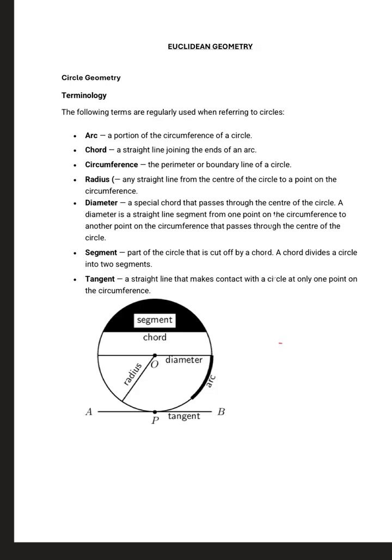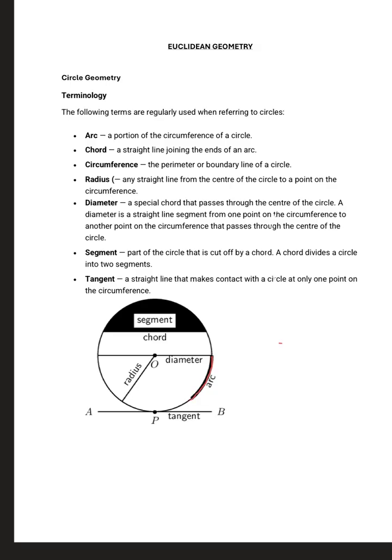So we have a few terminologies that we need to go through before we can start with the theorems. The first, we have an arc. As you can see, an arc is a distance of a curve, right? It's a curved portion of a circle. An arc is a curved portion of a circle. So it's a portion of the circumference of a circle. As you can see here on this diagram, it shows you an arc.